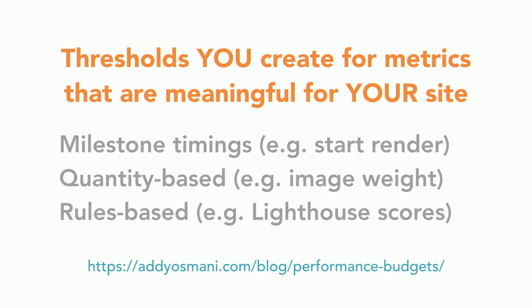Like, I have 2 seconds to begin to show people meaningful content on the page. Great, how can I use those 2 seconds? What is the best way to do something within those 2 seconds? So they're thresholds that you create for the metrics that are most meaningful to you. They can be time-based metrics, quantity-based metrics like page weight, image weight, or number of blocking scripts, or they can be rules-based if you're tracking Lighthouse scores or things like that.